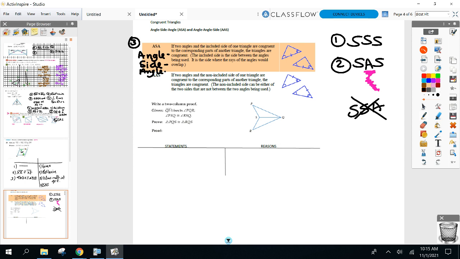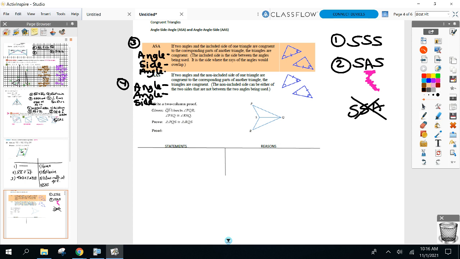If the side is not in the middle, you can still do it, and that's the 4th method I'm going to show you today, which is AAS: angle, angle, side. So it's okay if the side's not in the middle. I just use angle, angle, side instead.